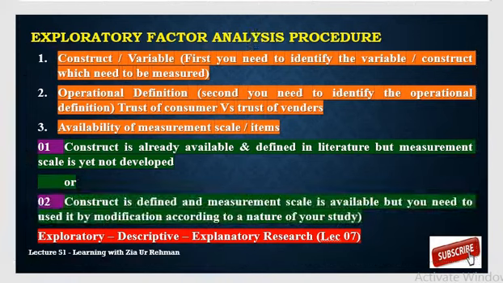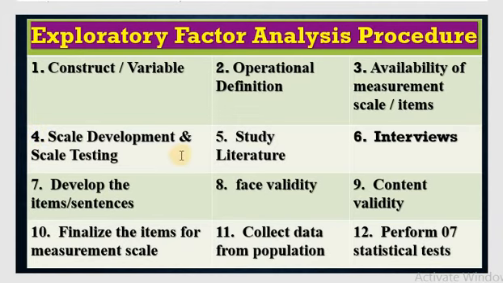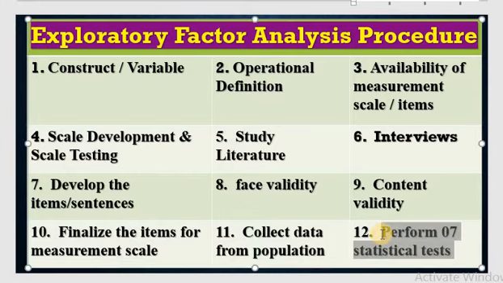If your scale is already available and you are using it by modification only, by adapting the already developed scale, you need to perform steps 7 to 12. First you change the items according to your study area, then conduct the face validity, then the content validity, then finalize the measurement scale according to your operational area, then collect the data from the population and perform 7 statistical steps. You can see our previous lecture for these tests, and in the next lecture we will give some practical case studies on how to perform these 7 statistical tests for exploratory factor analysis.